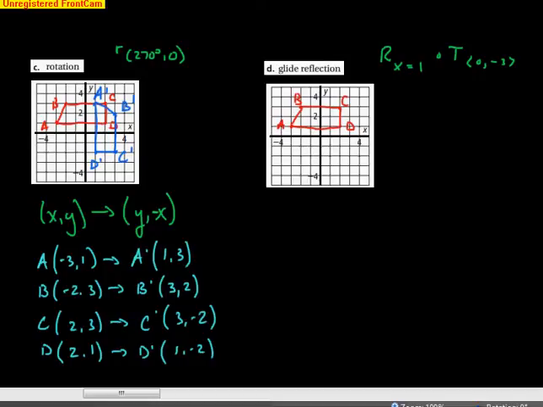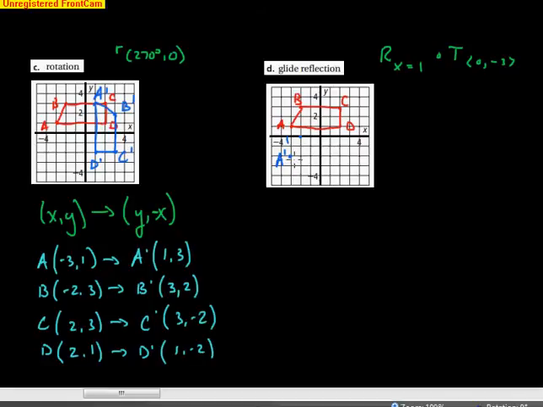So there's my original quadrilateral. So now, this is going to take 2 steps, so I'm going to have to use a couple different colors. Okay, so that's the glide reflection I'm going to do. So there's my original figure, A, B, C, D. So what I'm going to do is I'm going to translate first.